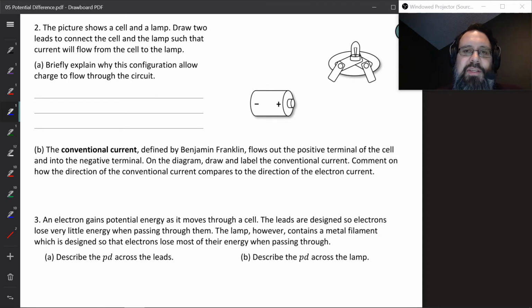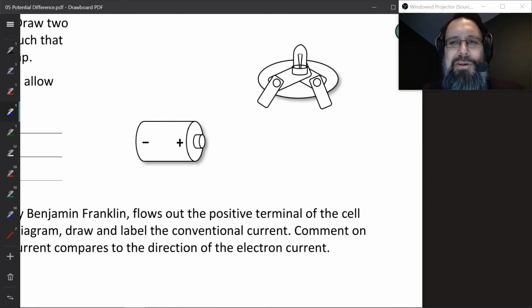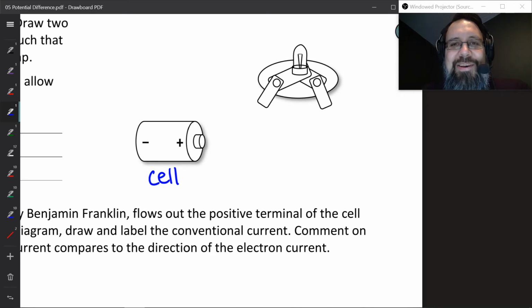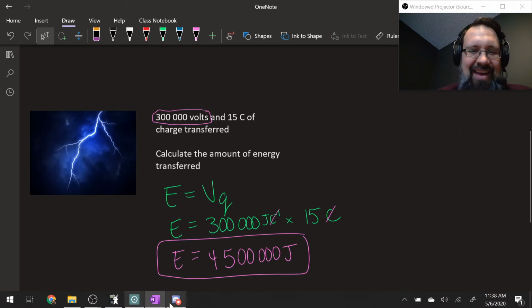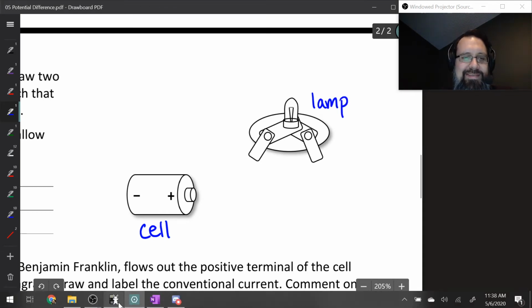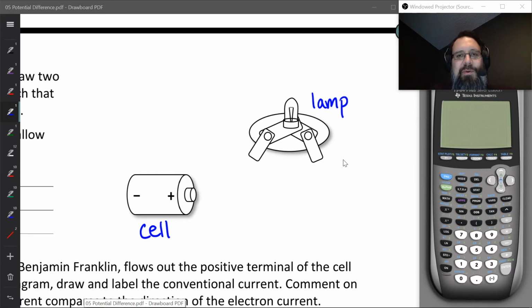Okay, question 2. The picture shows a cell and a lamp. In America we don't call this a cell. What do we call this? Battery. We call it a battery. And we don't call this a lamp. We call this, what do we call that thing? Bulb. Yeah, you call it a bulb. But we're in IB physics world, so we're going to use different words here.